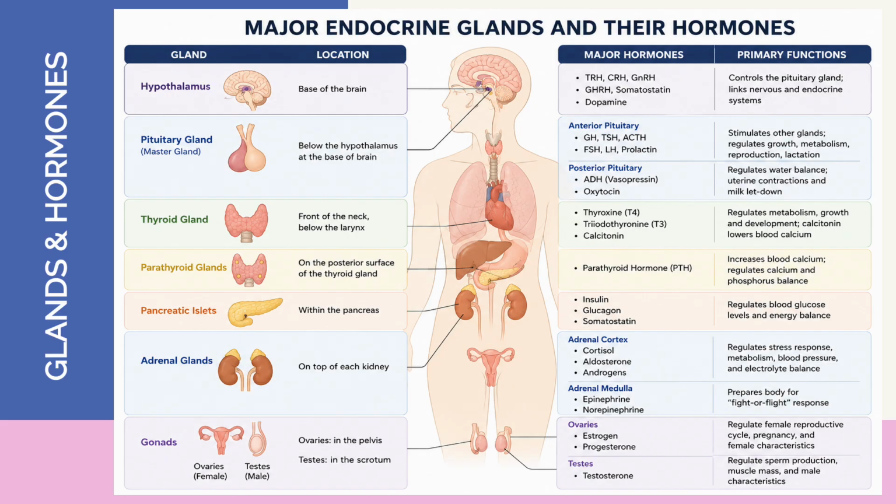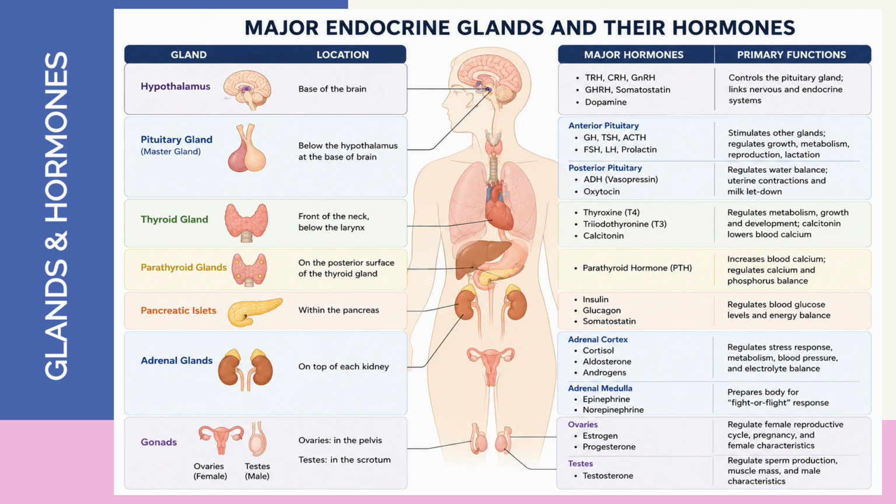It monitors conditions within the body and produces releasing and inhibiting hormones that regulate activity of the pituitary gland. Now, just below the hypothalamus is the pituitary gland, often referred to as the master gland because it controls many other endocrine glands, right? It's the big boss.